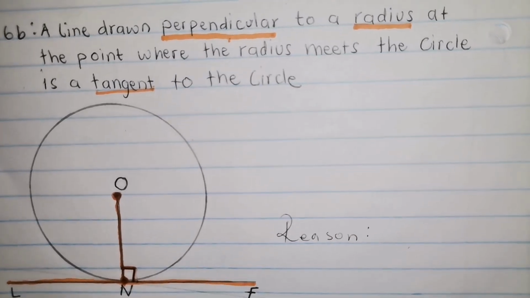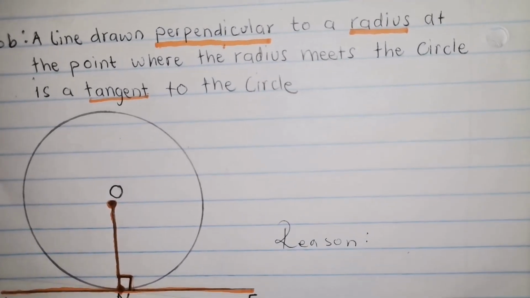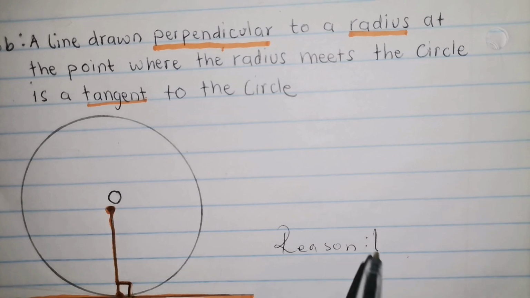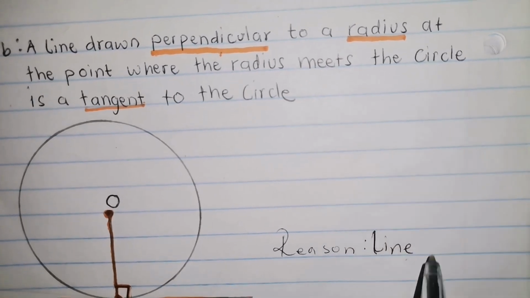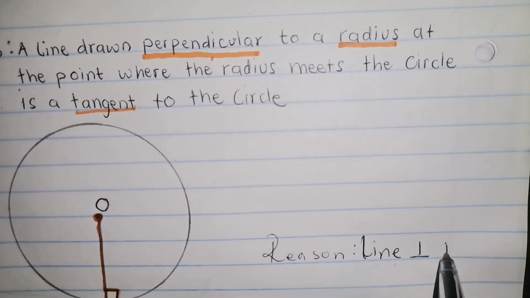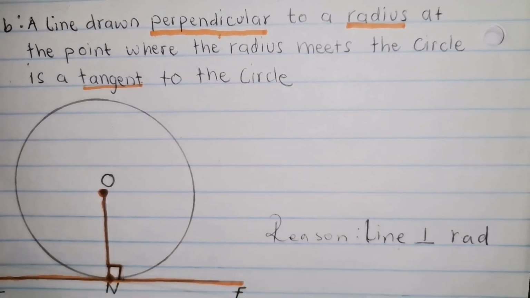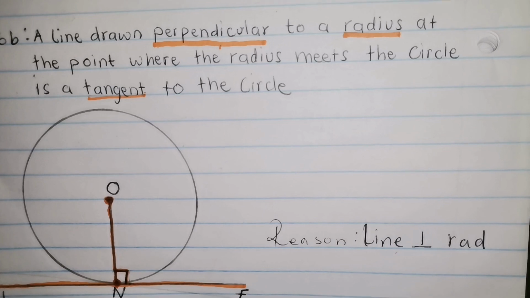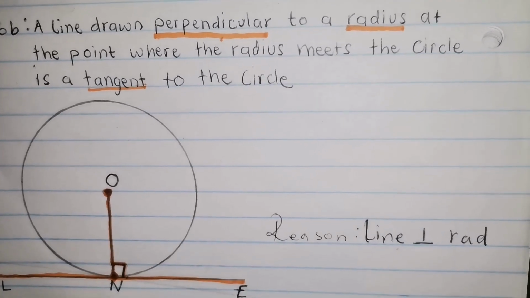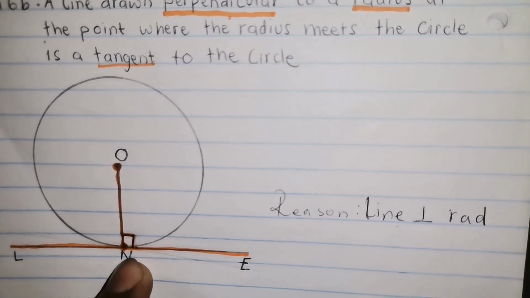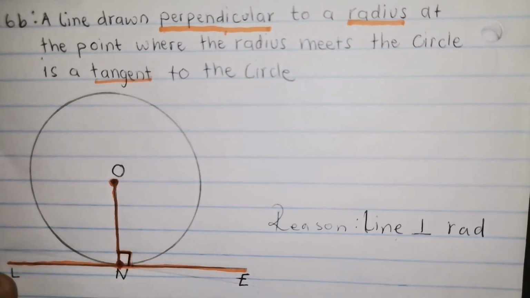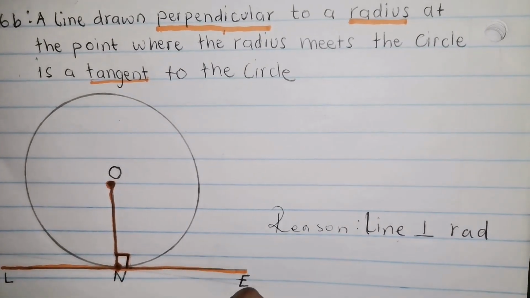And if that's the case, then you're going to say the reason: line perpendicular to radius. You're going to use this reason if and only if they didn't tell you that LNE is a tangent, and angle N is 90 degrees, and you have a radius and a line N and LNE.